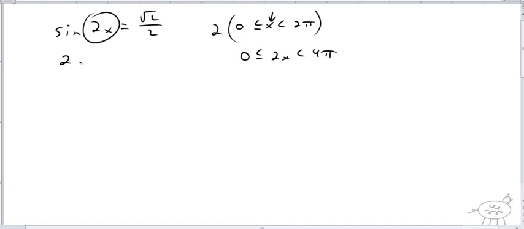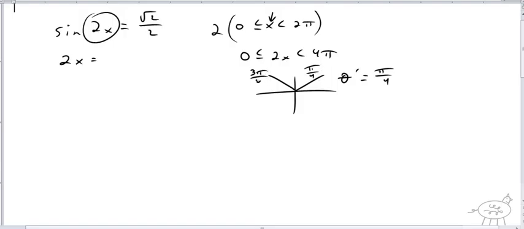So I have 2x equals, and what are my answers? This is from what we did yesterday. Don't you agree that it's positive here and here? Our reference angle is pi over 4. So this one here is pi over 4, and this one here is 3 pi over 4. So 2x equals pi over 4, and 2x equals 3 pi over 4.